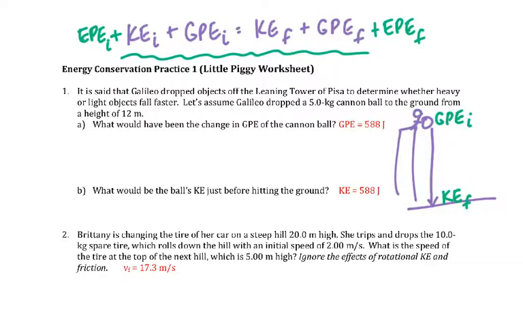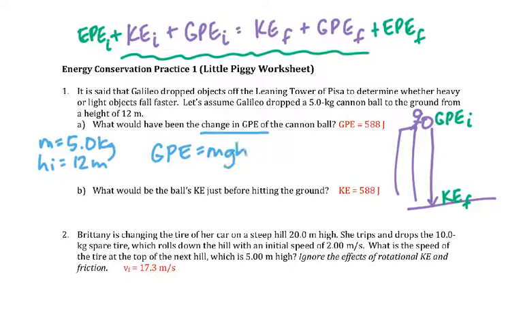Okay, so knowing that, then we can look at A. It says, what would have been the change in GPE of the cannonball? Well, if you think in terms of givens, they gave you a mass in the problem. They gave you a height initial of 12 meters. We know the Leaning Tower of Pisa is on the Earth. So instead of using the long equation, if you're looking for change in GPE, just solve for GPE, right? M times G times H. You have the givens for that, and that will give you the answer.